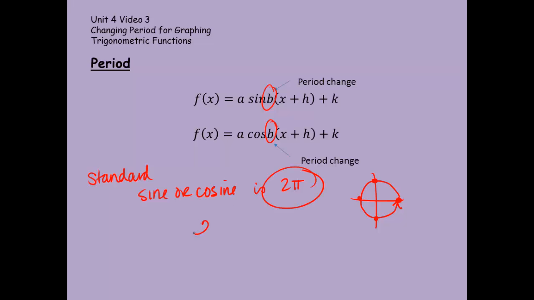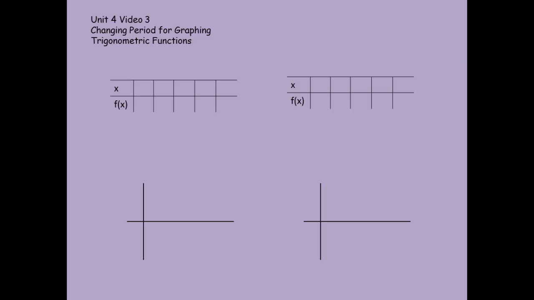So what we're going to do is if we see a value in front of that x, a b value, we're going to divide by b. And that, therefore, will give us our new period. If you can recall, if b is a whole number like 7 or 8, we'll end up dividing and our period's going to get smaller. But if our number is, for example, less than 1, our period will get larger and it'll look like a stretch.